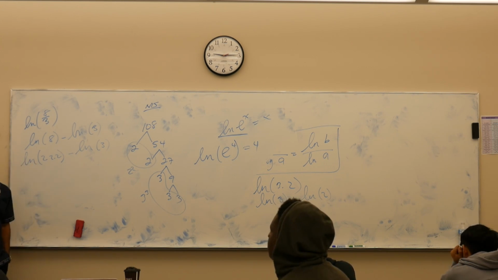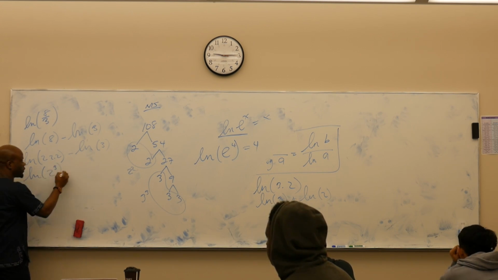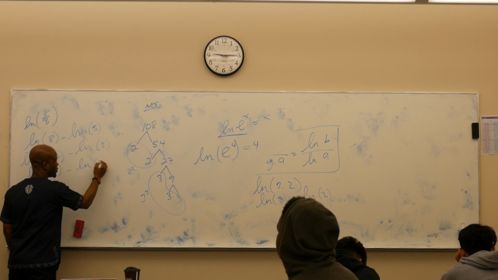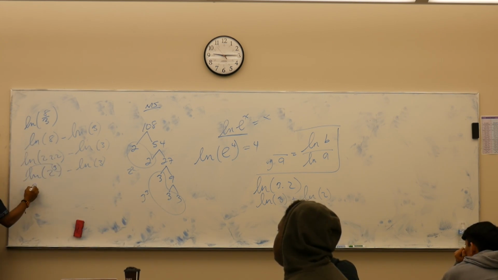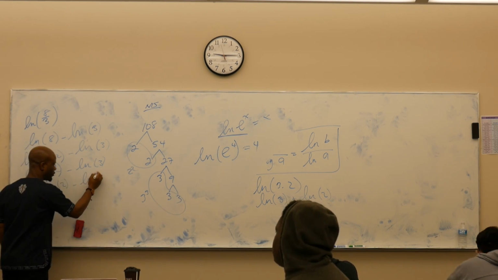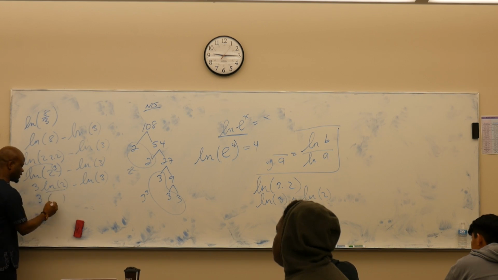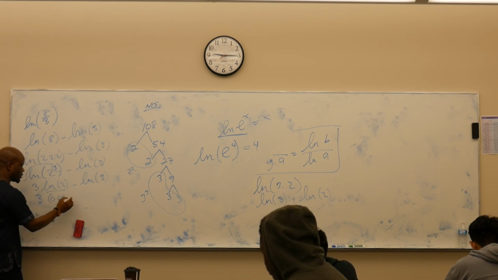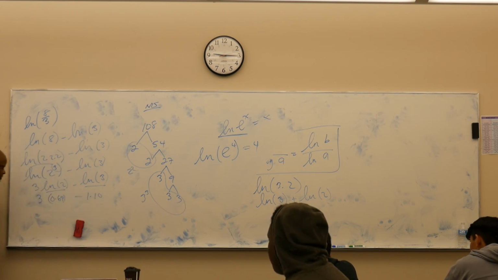That's fine, right? This is the same as 2 to the third, just like we did here. It becomes 3 times the value of the natural log of 2 minus the value of the natural log of 3. So this is 3 times whatever this thing is. What is it? 0.69 minus 1.10, right?